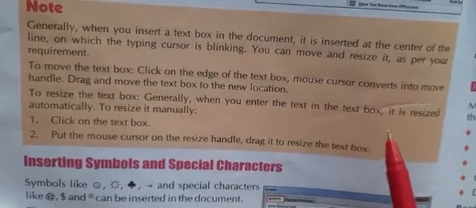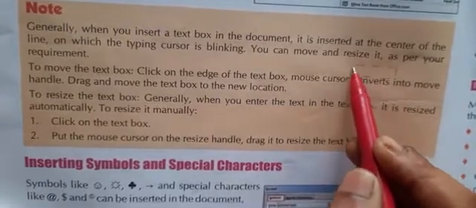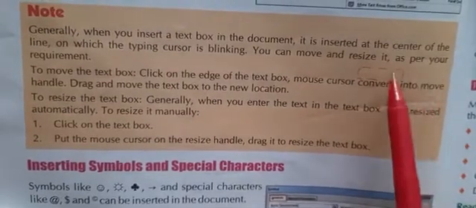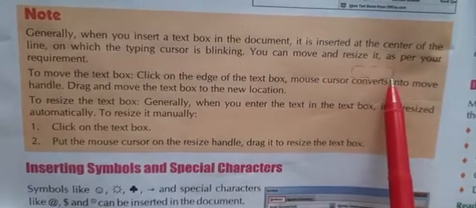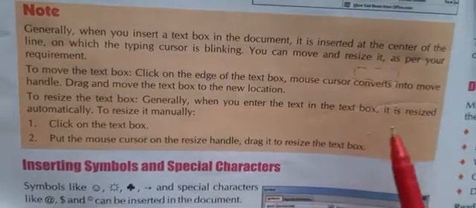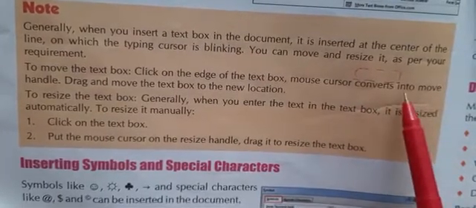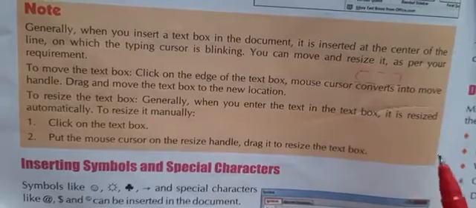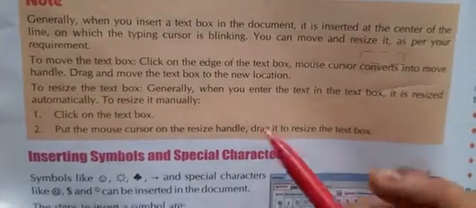Suppose this is a text box. We will bring the mouse pointer to the edges of the text box, and then the mouse pointer will change into a move handle. Then we can drag the mouse and move the text box.